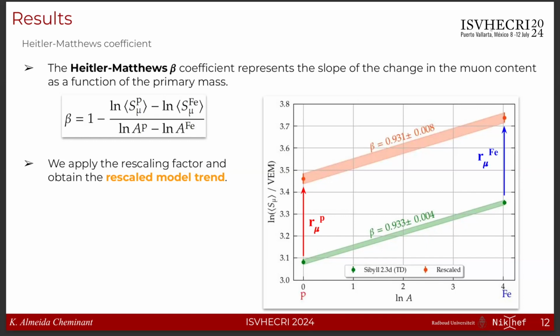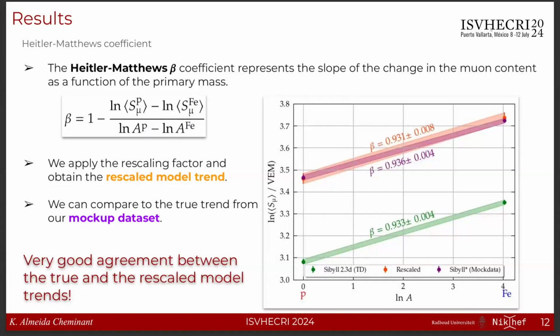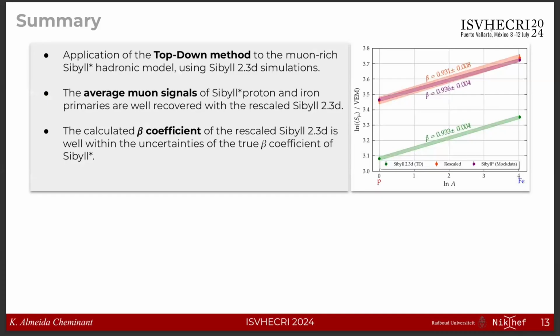And the good thing, again, about working with simulations is that you know what the true trend of the target model is. And if you superimpose the true value, you see that there's a very, very good agreement between what the target model intrinsically has and what the top-down retrieves. So yeah, this is really the main plot. So it actually brings me to my conclusion already.